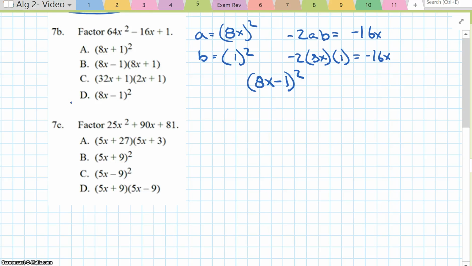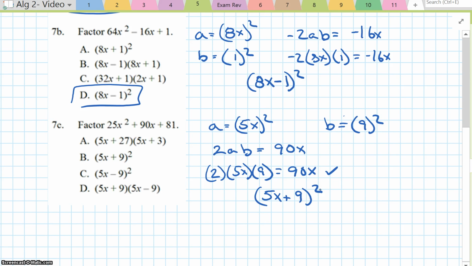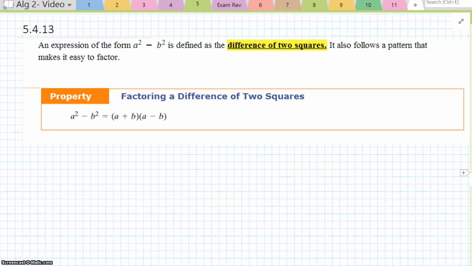Okay, 7c. The a term can be rewritten as 5x squared. The b term can be rewritten as 9 squared. Can the middle term be 2ab? Does 2ab equal 90x? So our 2, our a value is 5x, and our b value is 9. So that does equal 90x. So our value is just going to be a plus b squared, which is 5x plus 9 squared. Easy enough.